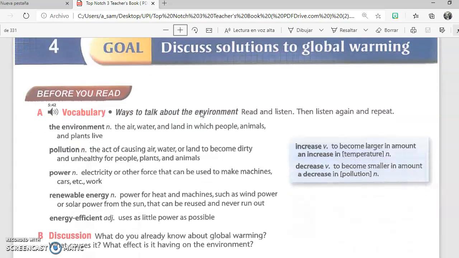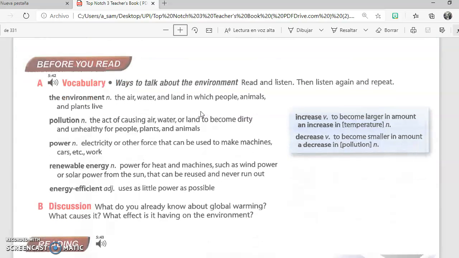Then we have the environment, we have the pollution, the power, renewable energy, energy efficient. So you have the environment, tenemos el ambiente, la contaminación, el poder, energía renovable, suficiente energía. So there you have all that information, the air, the water, the land in which people, animals, and plants live. Okay, ahí para cada una de estas palabras hay una explicación en inglés. Es una definición en inglés que tienen que estudiar. You have to study it.